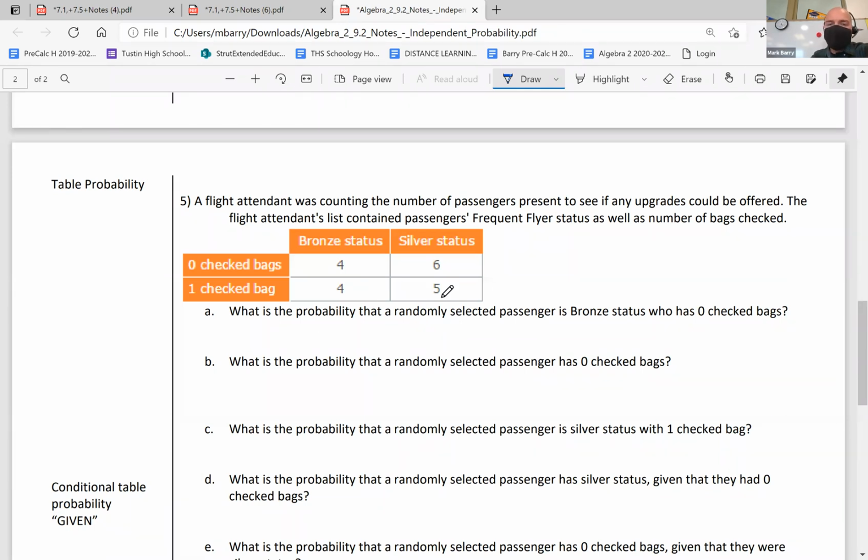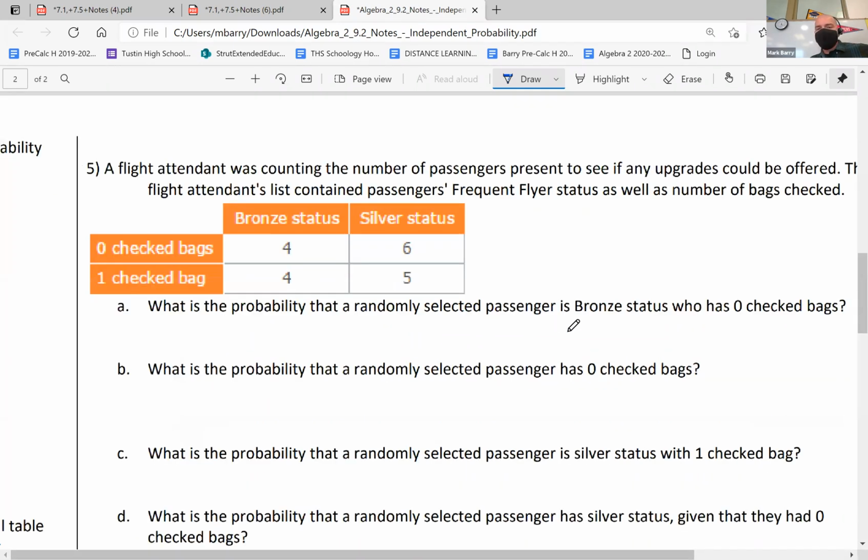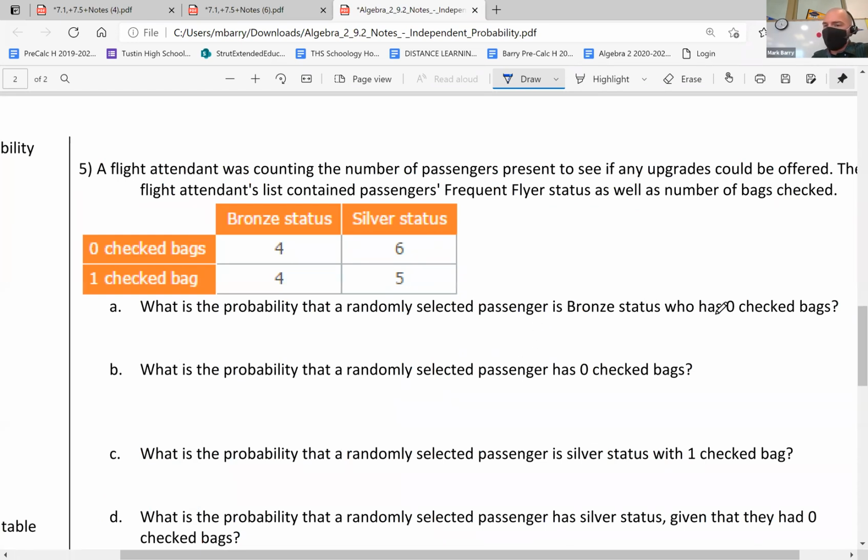So question A here says, what is the probability that a randomly selected passenger is bronze status who has 0 checked bags? So what I want is someone who is bronze status and who has 0 checked bags. So that would be these 4 people right here, correct?